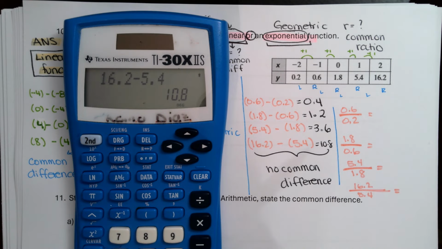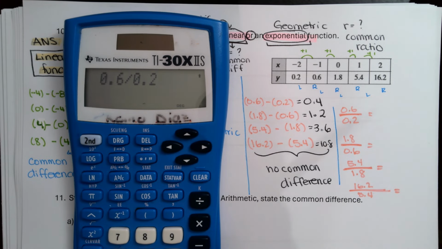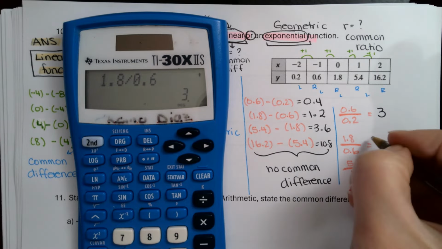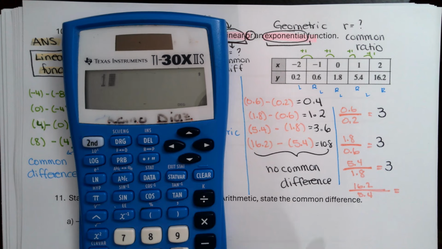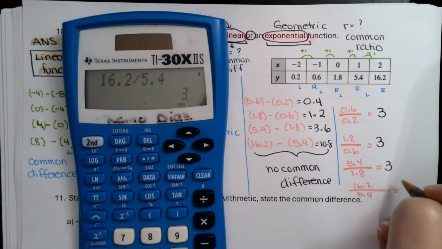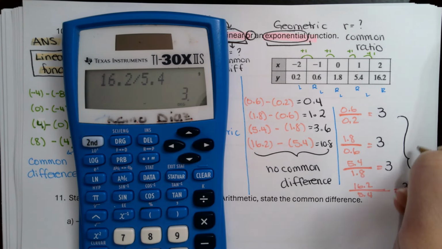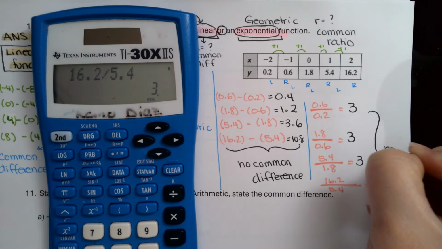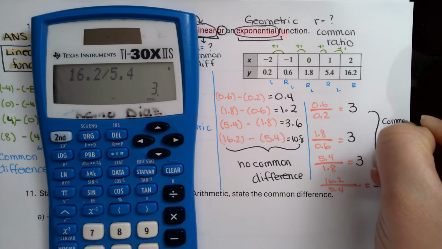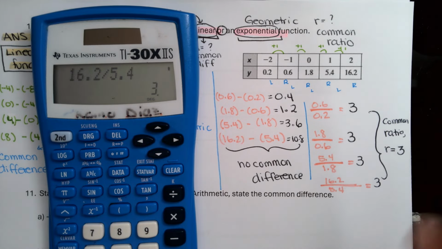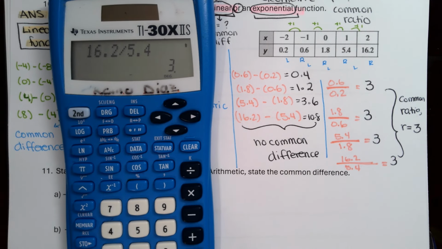So I'm just going to write no common difference here. It's not arithmetic. So let's see if it's geometric. It also could be neither. It doesn't have to be exponential or linear. Here we have 3, 1.8 divided by 0.6. Here we have 3, 5.4 divided by 1.8. Here we have 3, and 16.2 divided by 5.4. Here we have 3. So these are the same. That means we do, yes, have a common ratio of 3.